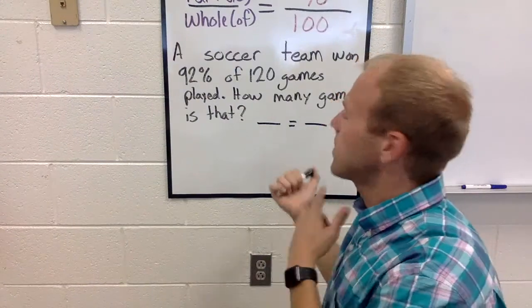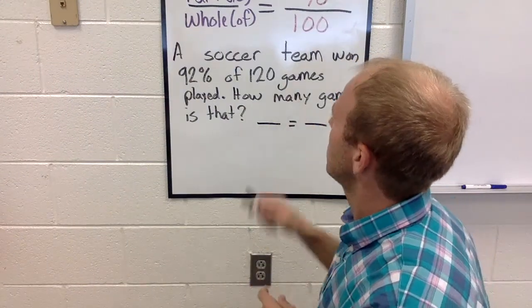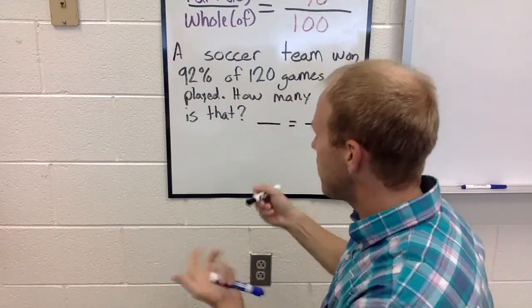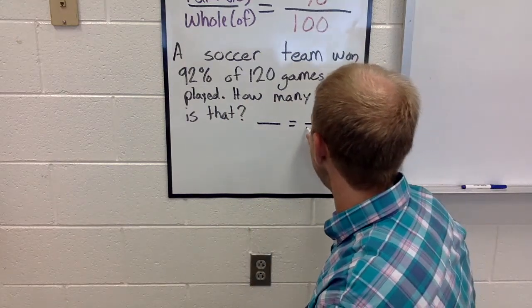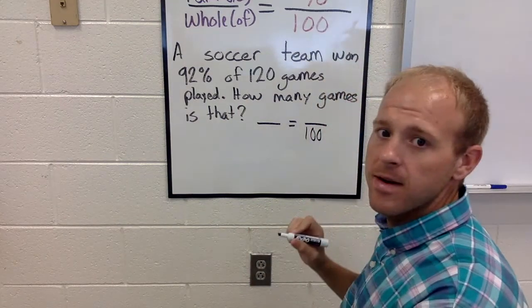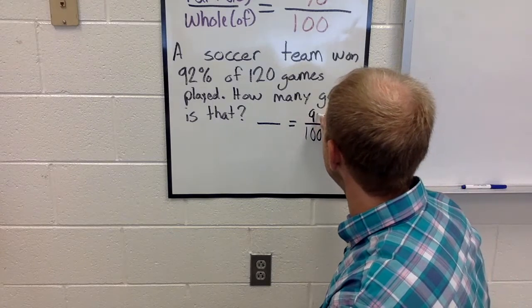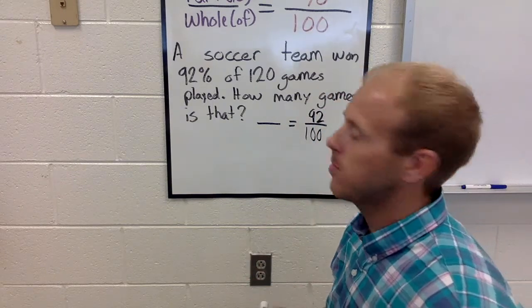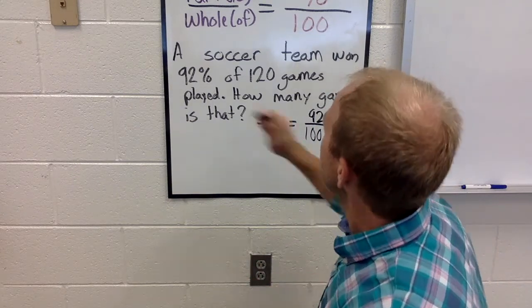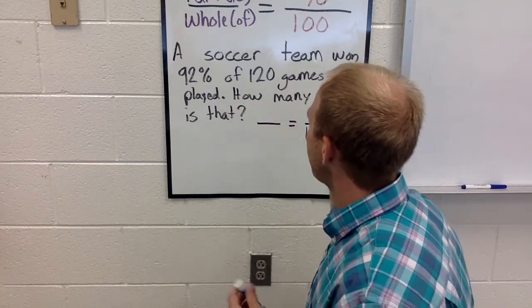All right, so let's do this example together. A soccer team won 92%. So I'm going to go ahead and write, remember that 100 is always there. And I'm going to go ahead and put my 92 there. I'm not going to put the percent symbol with it. We don't need to. They won 92% of 120.